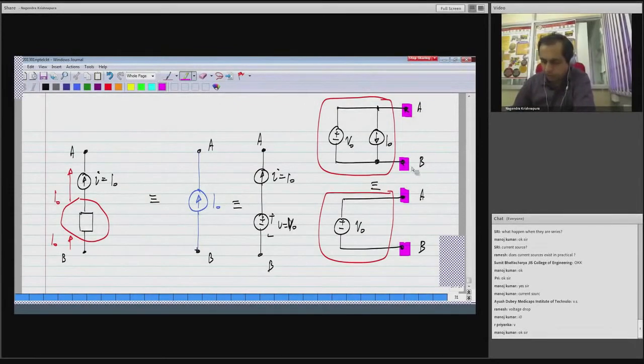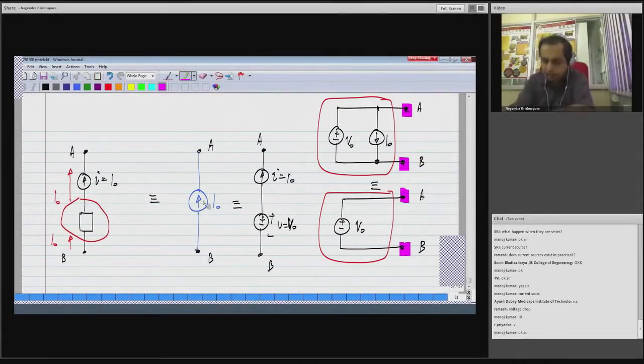That is, for instance, let's say nothing is connected to it. In the upper box, a current of I0 is flowing through V0. Here nothing is flowing through V0. So the internal details will be different. But as far as the external terminals are concerned, the behavior will be exactly the same. So when we say equivalent, we have to also be careful about what exactly is equivalent between the different circuits.